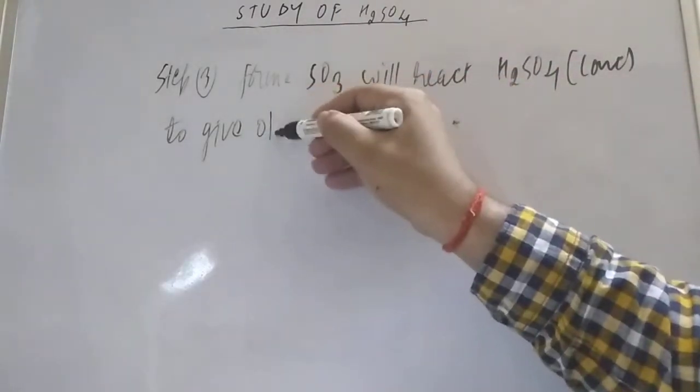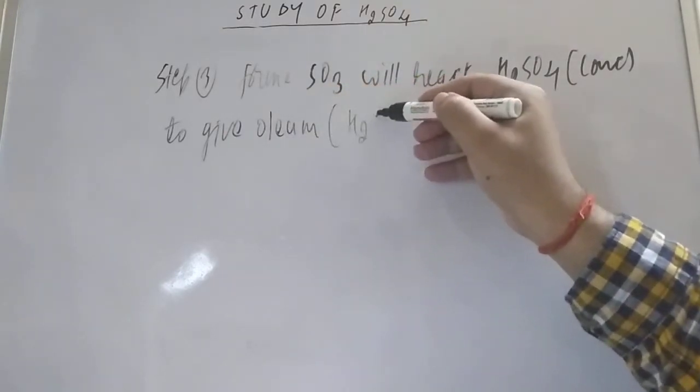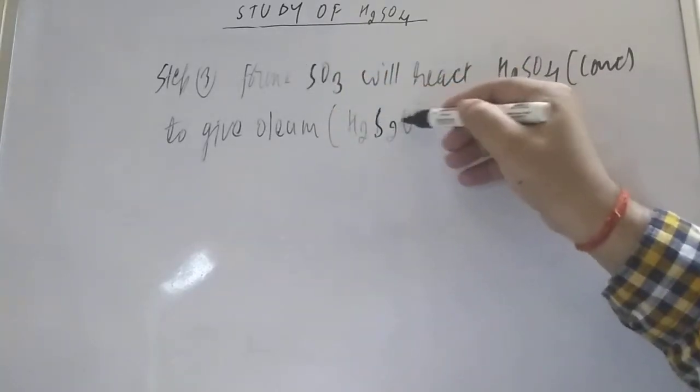So here is the formula of oleum, H2S2O7. This is the formula of the oleum. If oleum is formed, this is a highly concentrated sulfuric acid. Oleum is nothing but highly concentrated sulfuric acid, and from the oleum you can prepare the sulfuric acid in the desired amount.